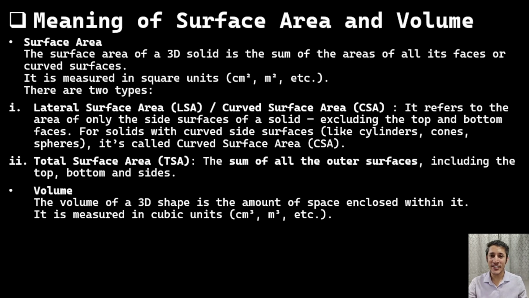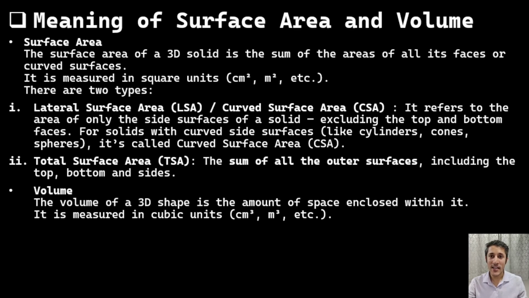Now, before we jump to the 3D shapes, we need to understand the meaning of surface area and volume. The surface area of a 3D solid is the sum of the areas of all its faces or curved surfaces. It is measured in square units like centimeter square, meter square, etc. There are two types of surface area that we're going to study. Firstly, the lateral surface area or curved surface area. It refers to the area of only the side surfaces of a solid, excluding the top and bottom faces. For solids with curved surfaces like cylinders and cones, it's called curved surface area.